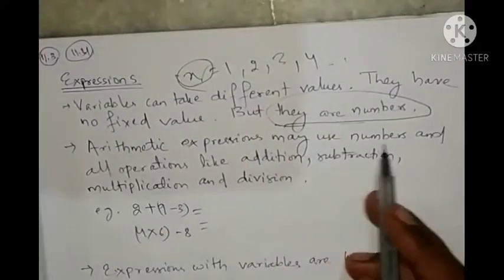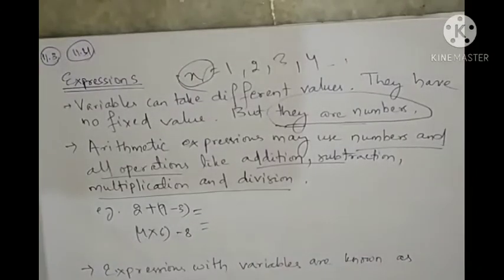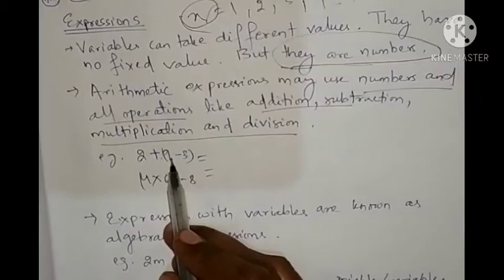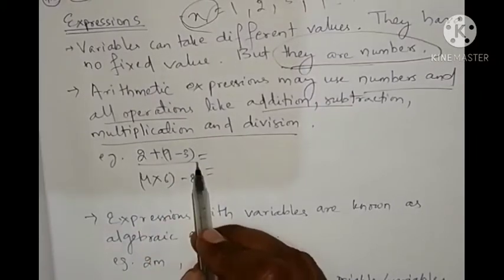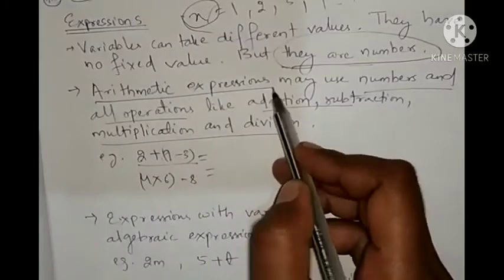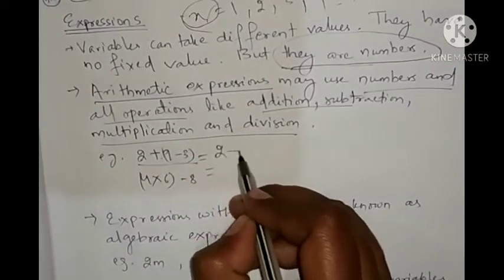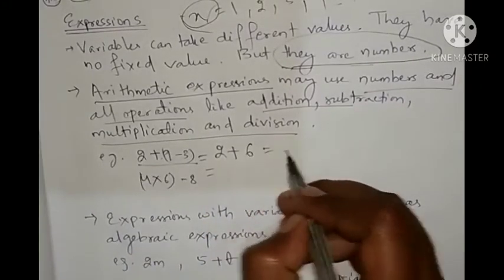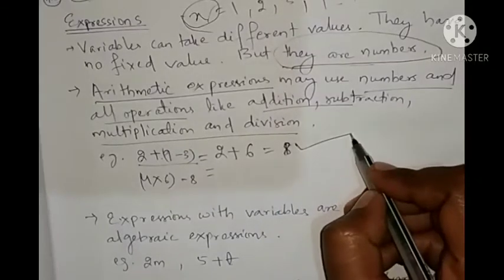An arithmetic expression may use numbers and all operations like addition, subtraction, multiplication and division. Like here, 2 plus 9 minus 3. So this is an expression, but what kind? An arithmetic expression. You can find the fixed value. 2 plus 9 minus 3 is how much? 9 minus 3 is 6. 2 plus 6 is 8. So look, we have got one fixed value.